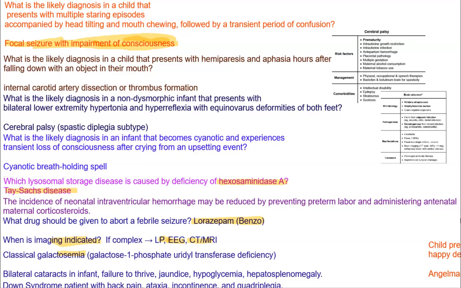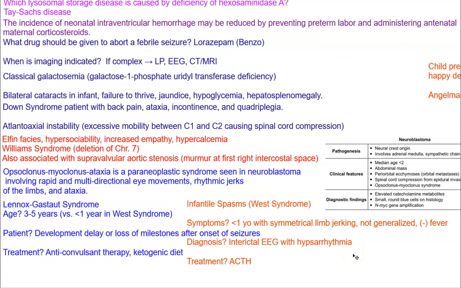So for classical galactosemia, this is going to be a galactose-1-phosphate uridyl transferase deficiency. It's going to present with bilateral cataracts in infants, failure to thrive, jaundice, hypoglycemia, and hepatosplenomegaly. Down syndrome patient with back pain, ataxia, incontinence, and quadriplegia. I want you to think about atlantoaxial instability, which is excessive mobility between C1 and C2 causing spinal cord compression.